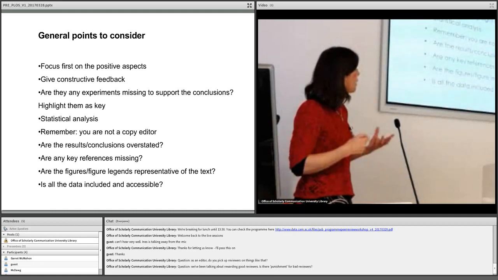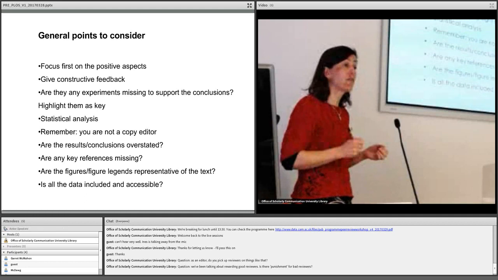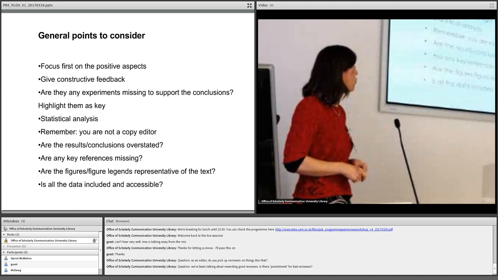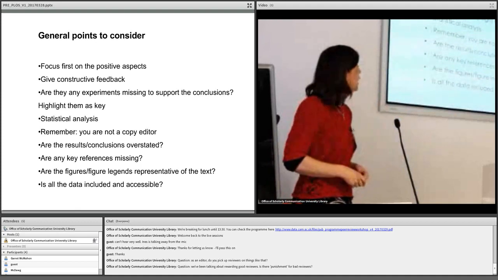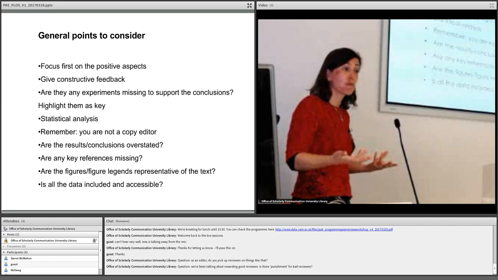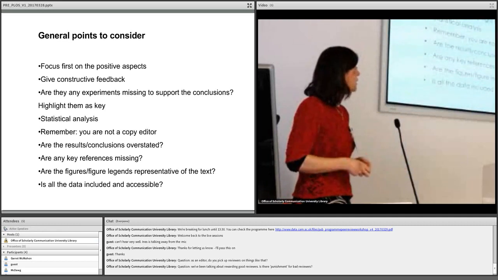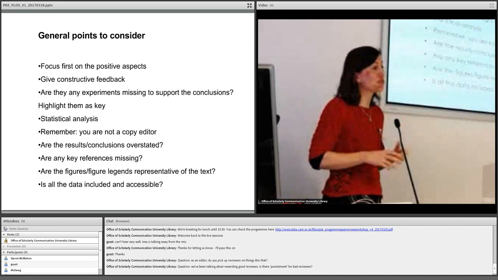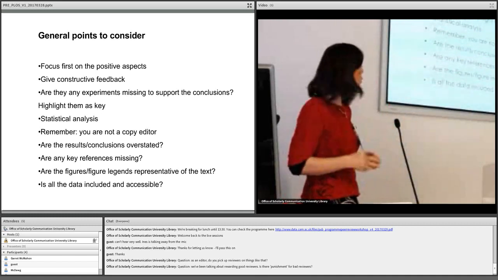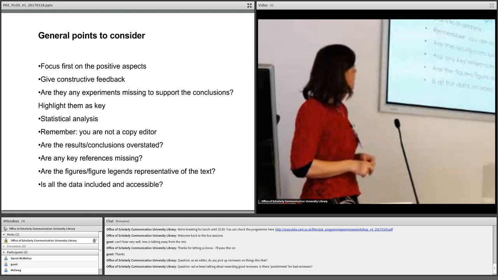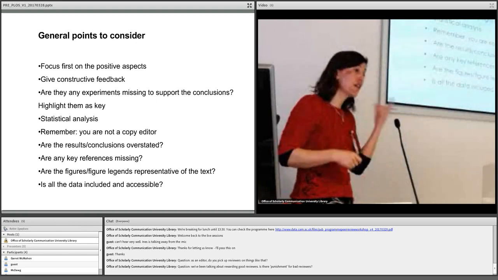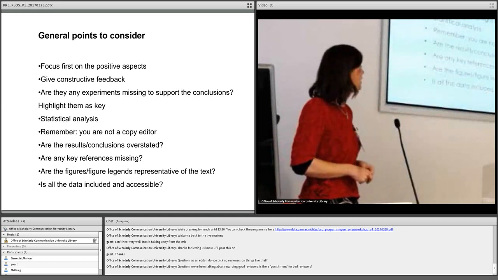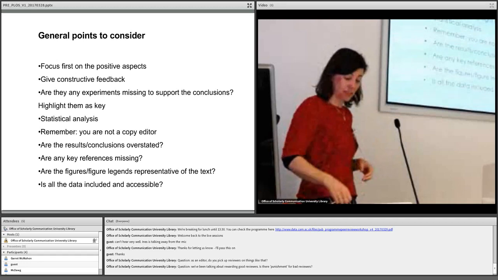Are the figures or figure legends representative of the text? Check all the figures, see if they're not clear, they're too small, they're too big, if they can be improved, if the colors are all wrong or confusing. And check also the figure legends. Are they representative of the text? Are they missing some information? And I forgot to put it, but you actually pointed out in your talk, supplementary data. That's very, very important to check. So you should always check the supplementary data. Is all the data included and accessible? As I said, at PLOS we are very focused on that, and we want all the data to be included and shared with the community.